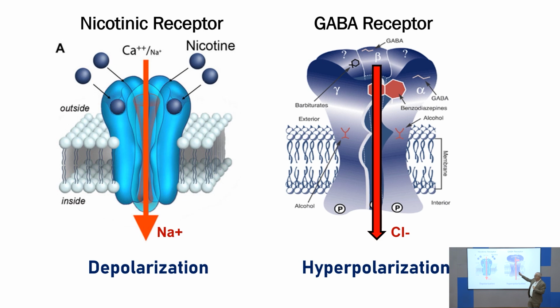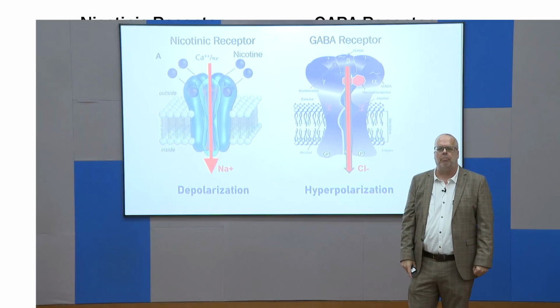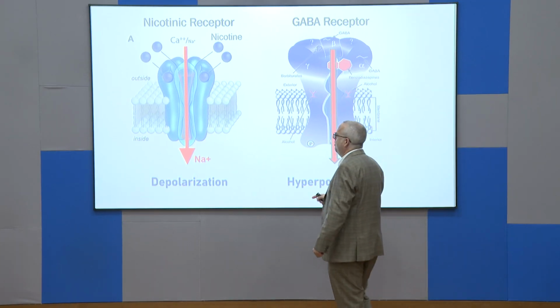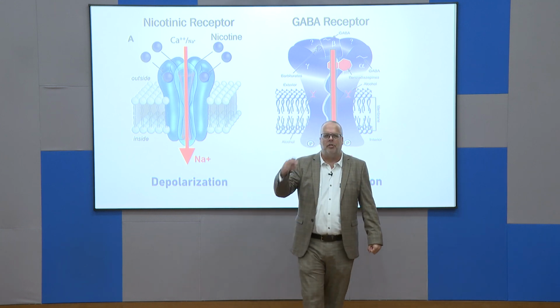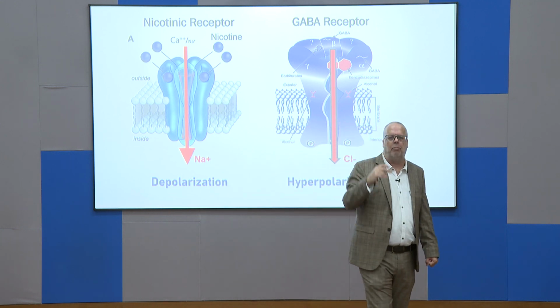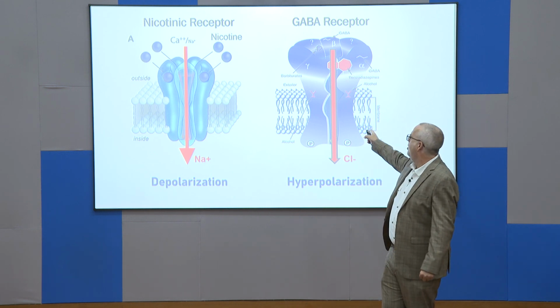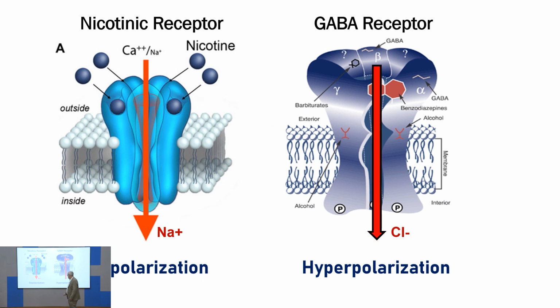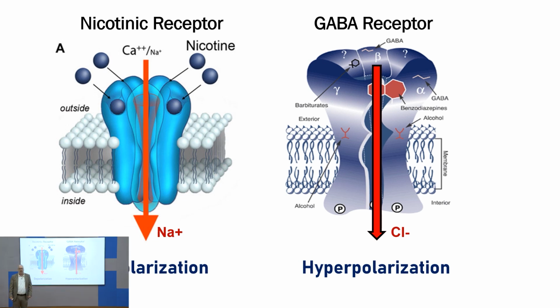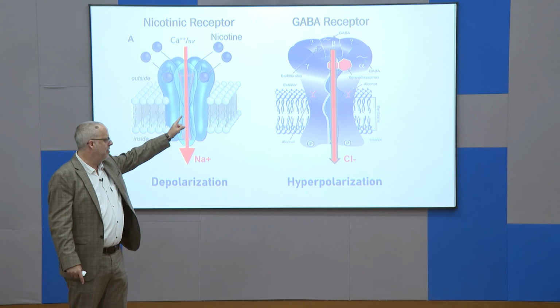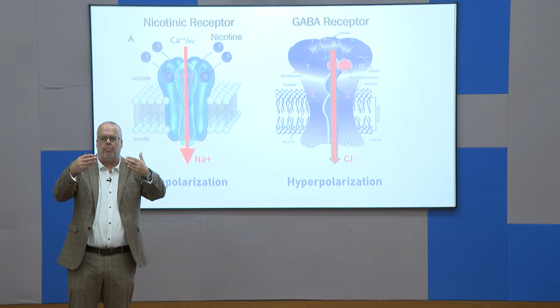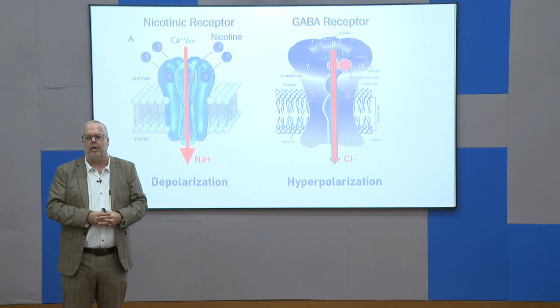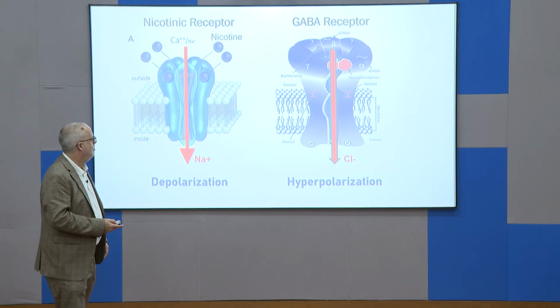So when acetylcholine, the little blue balls there, bind to the receptor, the channel opens, and we have sodium that flows in. Obviously, sodium being a positive ion, it leads to depolarization. So the interior becomes a little less negative or a little more positive. Alternatively, we have a GABA receptor. So when a GABA binds to the receptor and the channel opens, in this case now we have chloride that flows into the interior. Chloride is a negative ion, and so as it flows in, it causes the interior to become more negative. And again, this is what we refer to as hyperpolarization.